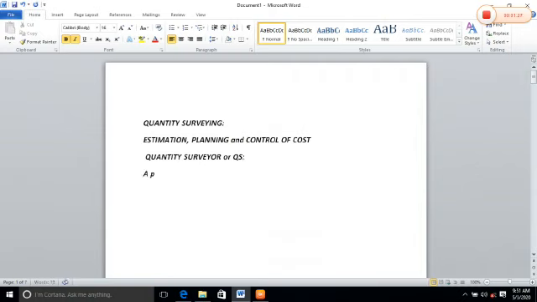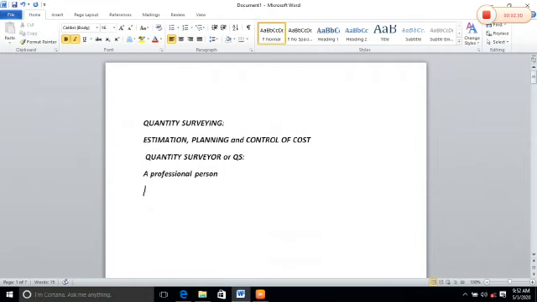So a professional person who can find the estimation, planning and control of cost is known as quantity surveyor. Who is responsible for these three things is known as QS.